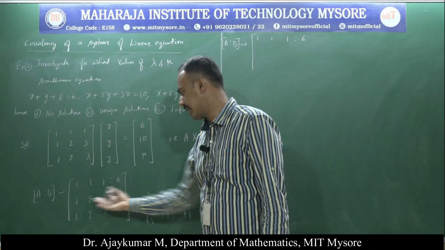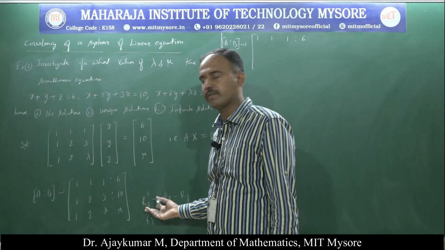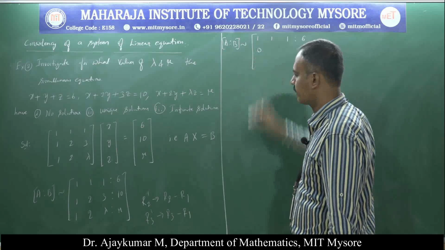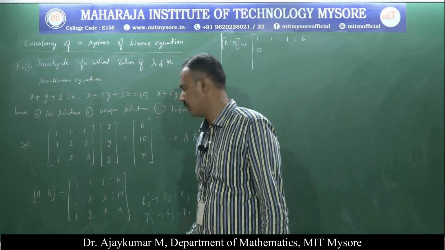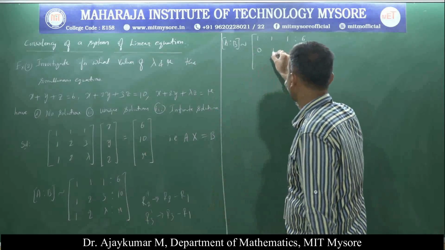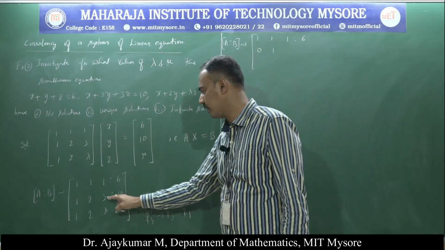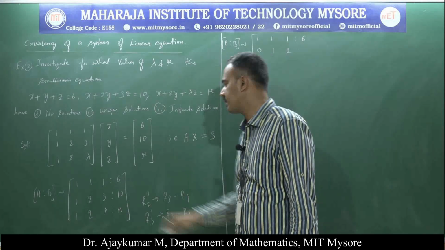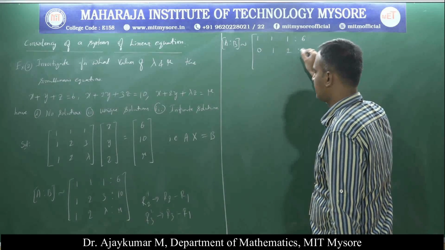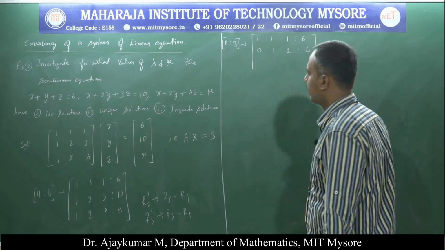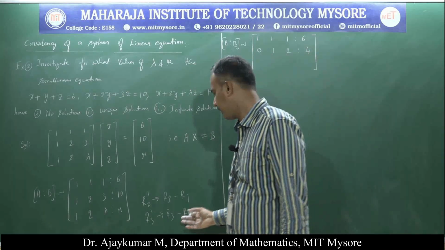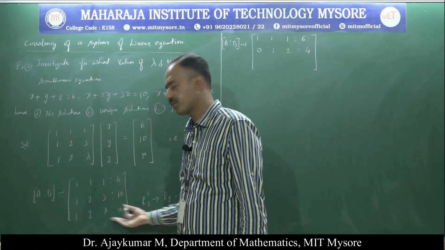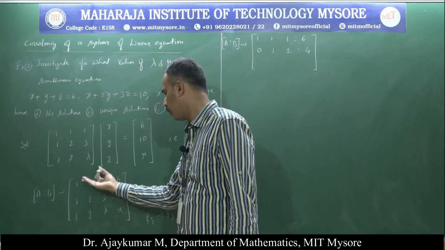Now the second row transformation: apply R2 minus R1, which gives 0 for 1 minus 1, then 2 minus 1 is 1, then 3 minus 1 is 2, and 10 minus 6 is 4. Next we consider R3 minus R1, that is the row 3 elements minus the row 1 elements.